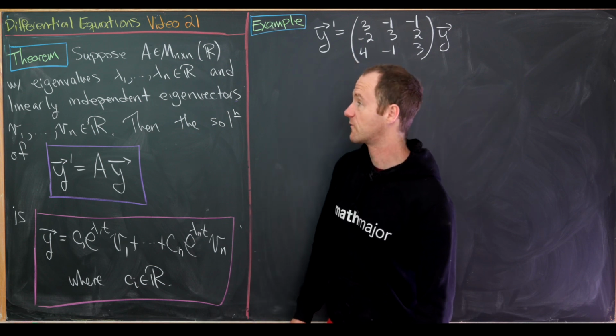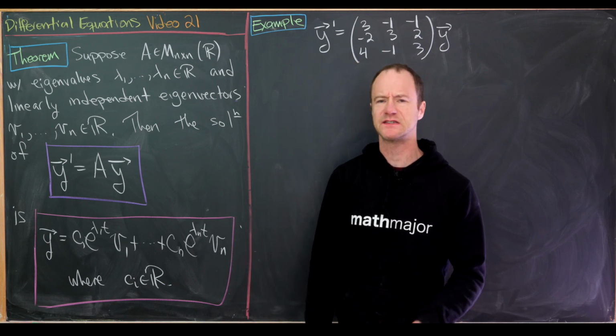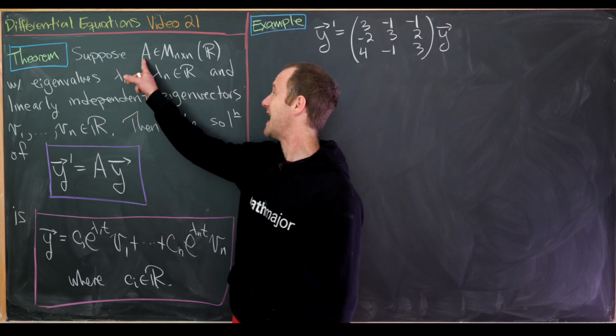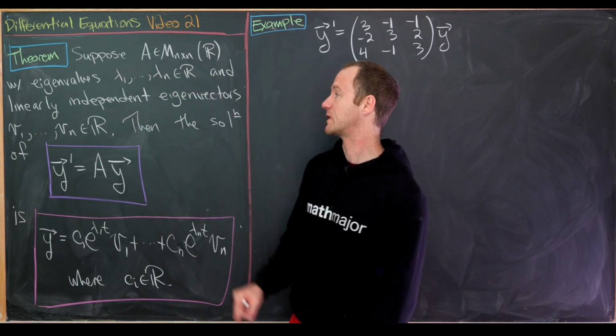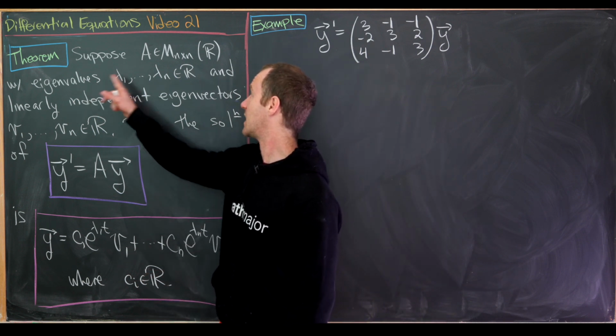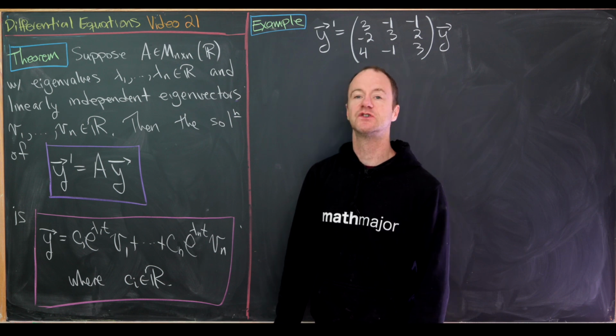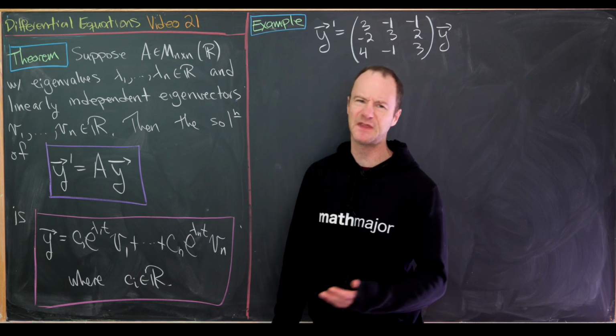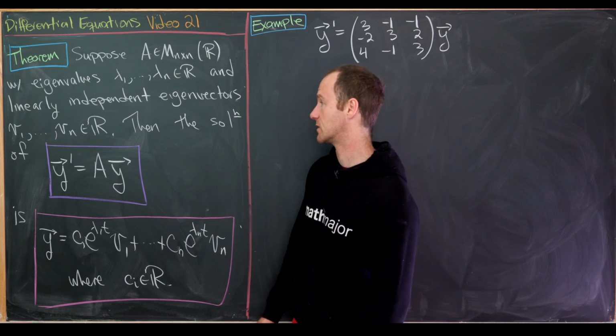Now we're ready for our first big theorem regarding these types of differential equations. Let's suppose that A is an n by n matrix with real entries, and it has n eigenvalues that are all real numbers. So we're already restricting our setup to the case where we have real eigenvalues, but that's okay. We'll look at the other cases later.